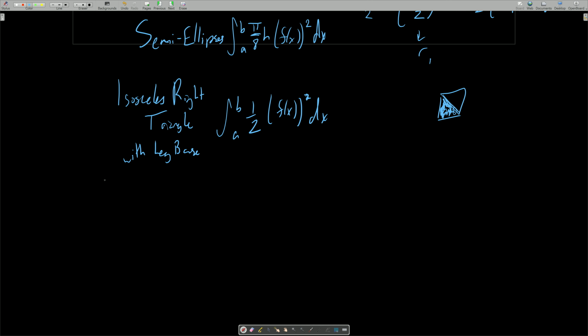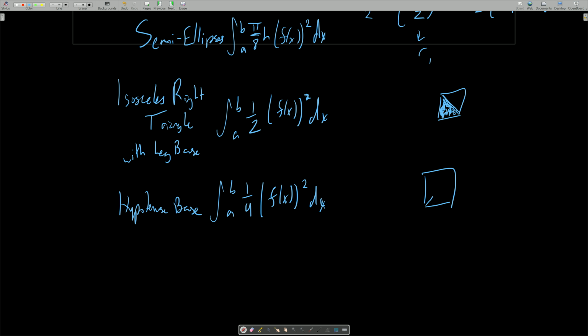If you have it with a hypotenuse base, then it's 1/4 f(x) squared dx. Because now imagine you have the square, cut it into a fourth right here. This is an isosceles right triangle, and you have the hypotenuse as the base here.